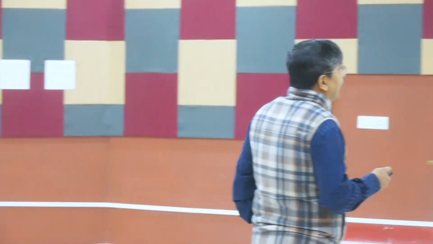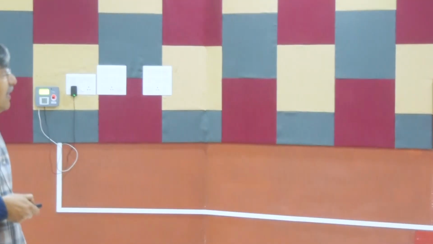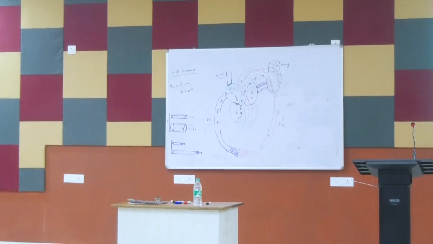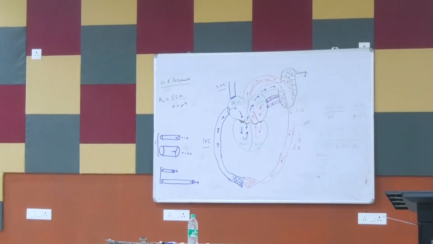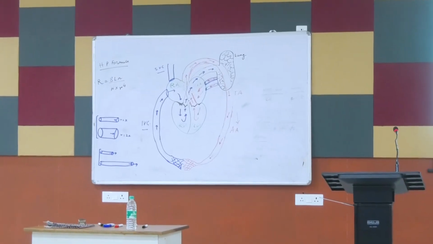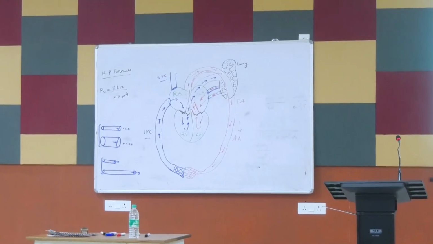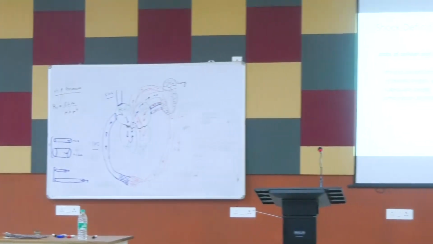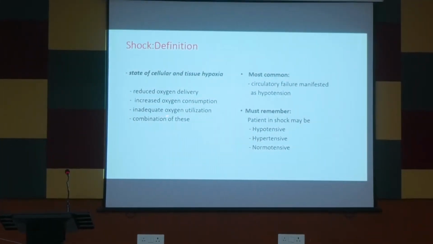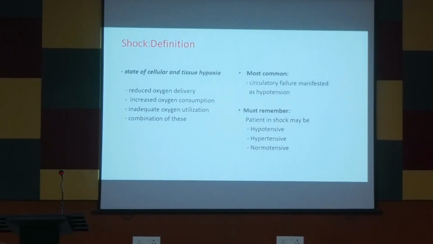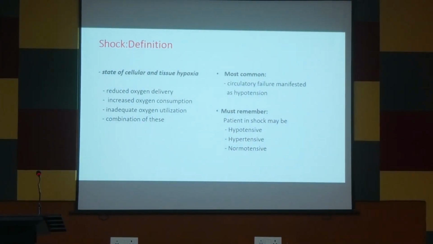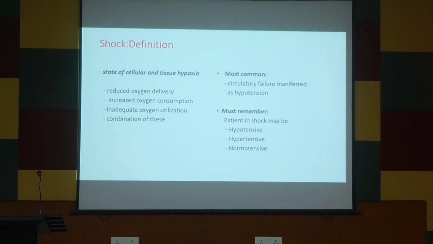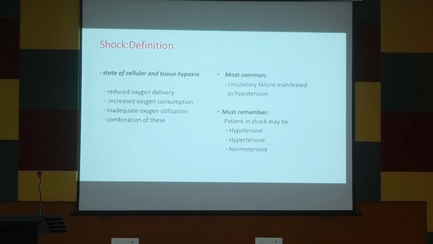By reduced DO2. DO2 means oxygen delivery. Or it can happen with increased oxygen consumption, where the cell is extracting more oxygen because it is not getting enough. So, it is trying to extract more. So, shock may be because of reduced delivery or increased oxygen consumption, or oxygen has been provided but the cell cannot use the oxygen. So, inadequate oxygen utilization or a combination of any of these can produce a state of cellular hypoxia.